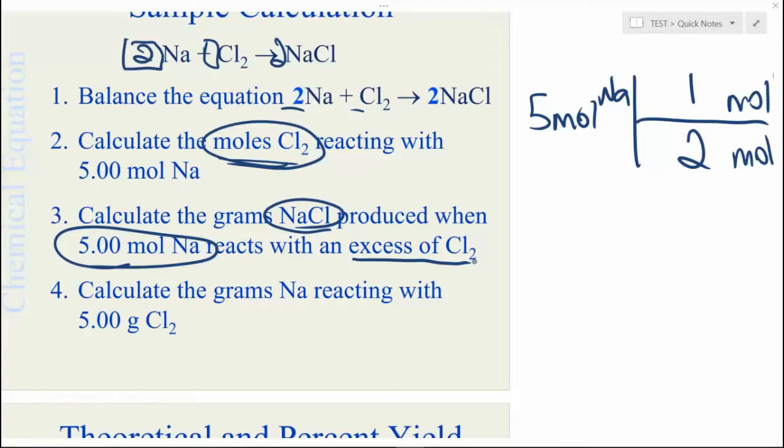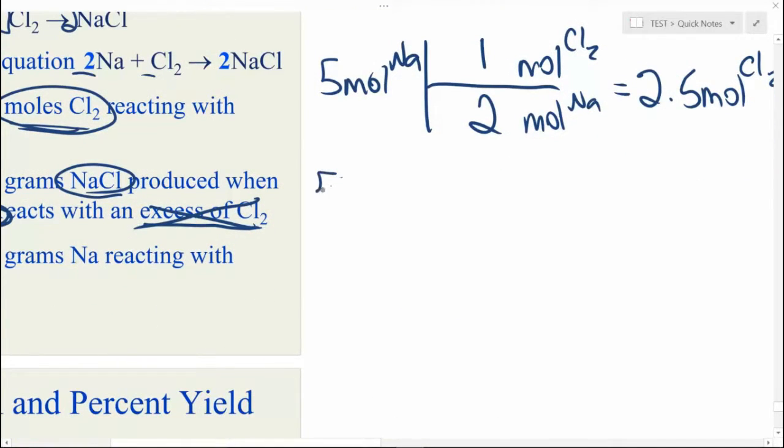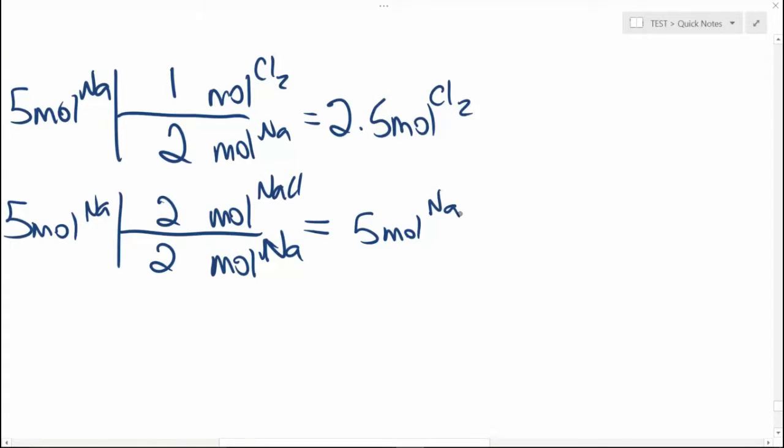You don't have to, it's not part of the question, in other words, when it says excess. The thing that's part of the question is this one, the 5 moles of sodium. So 5 moles of sodium, once again, 5 moles of sodium. How many moles of sodium chloride are produced from the moles of sodium? And this one is a 2 to 2, so it simply makes 5 moles of sodium chloride.